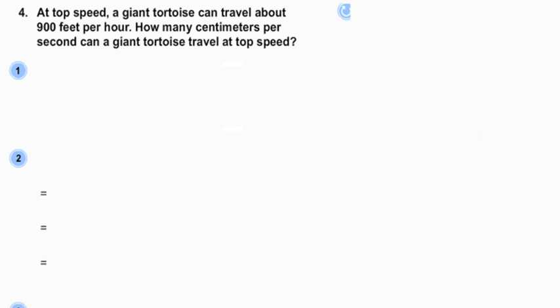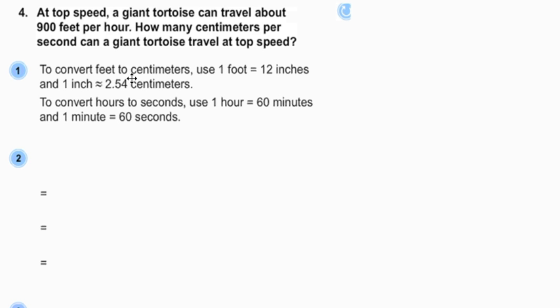Example 4. At top speed, a giant tortoise can travel about 900 feet per hour. How many centimeters per second can a giant tortoise travel at top speed? So we have to convert feet to centimeters. So we're going to use two conversions. 1 foot equals 12 inches and 1 inch equals 2.54 centimeters, only because there wasn't an actual conversion between feet and centimeters. Then we have to convert hours to seconds.